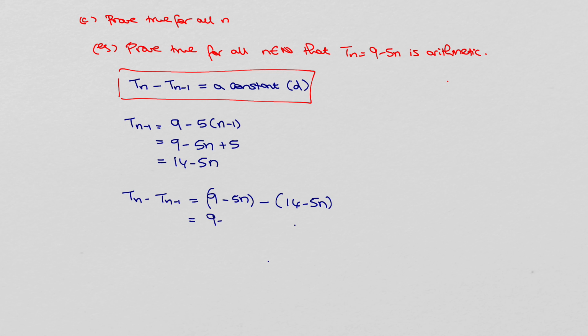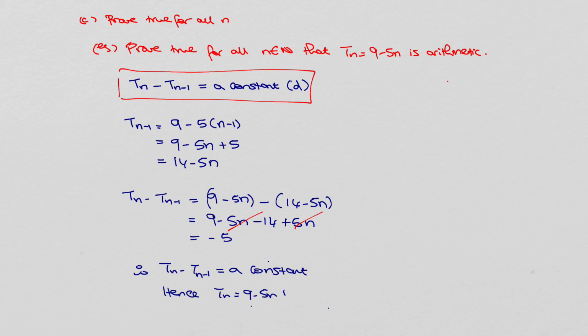So we have 9 minus 5n minus 14 plus 5n. And we can see our n's cancel, leaving us with 9 minus 14, which is minus 5. So therefore we say t of n minus t of n minus 1 is equal to a constant, hence arithmetic. And the common difference is minus 5.